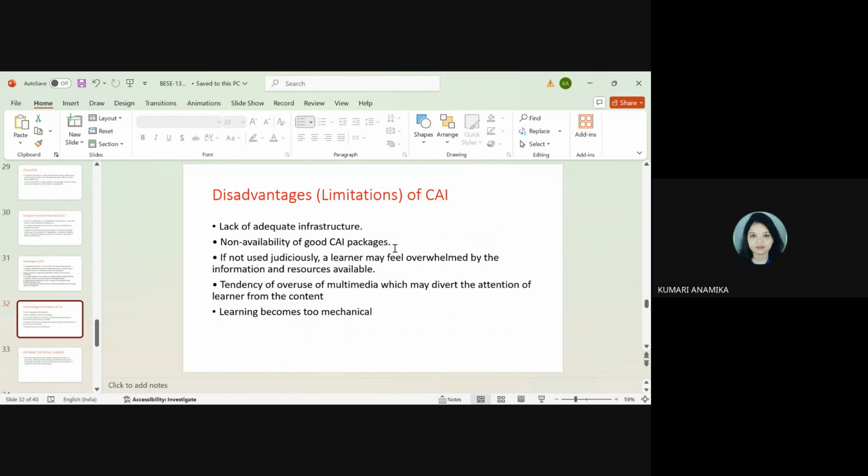If not used judiciously, a learner may feel overwhelmed by the information and resources available. When you are making use of the internet or computer in your teaching learning process, proper guidance should also be there. There should be some judicious rules and regulations. There is a tendency of overuse of multimedia, which may divert the attention of the learner from the content. And when you teach using this computer assisted instruction, learning becomes too mechanical.